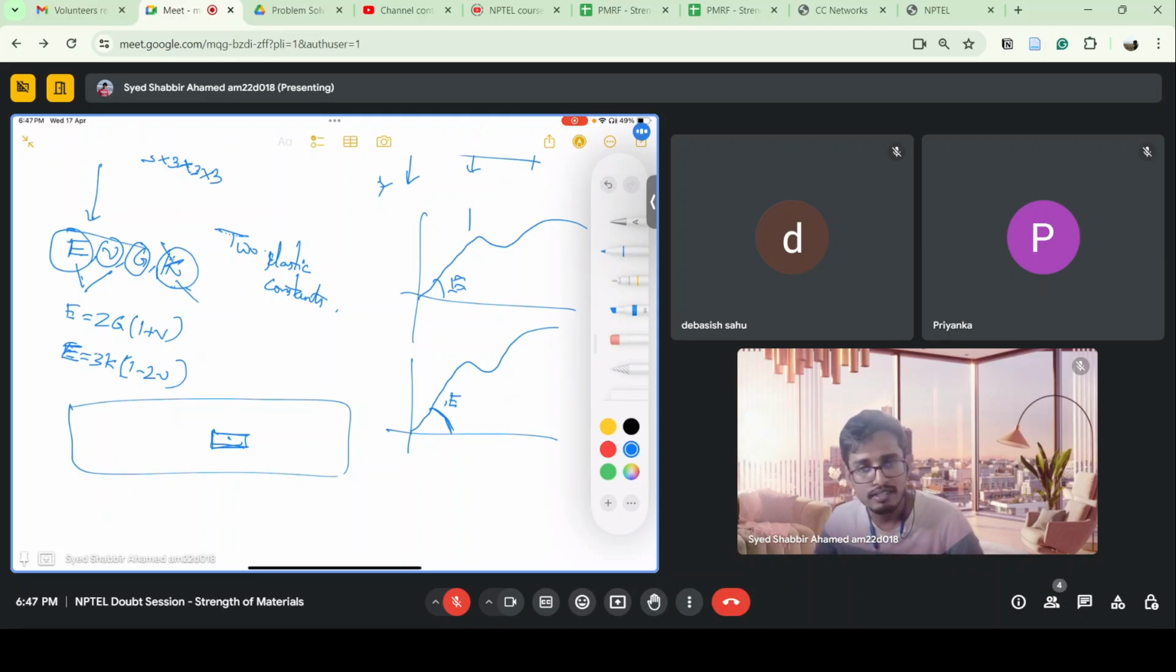So in different directions, if this property E remains the same, I can say that the material is isotropic. E and nu, everything has to be the same in different directions. E, nu, G, K, everything has to be the same.